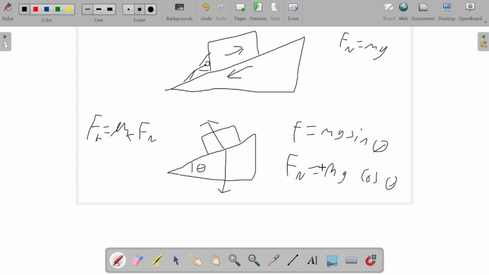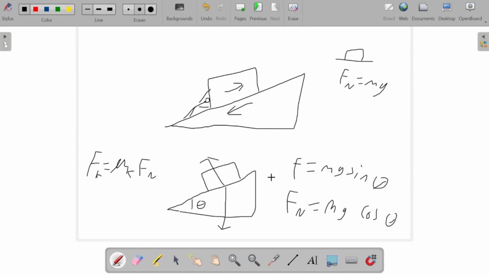And I could explain deeper about how to get this. I'm probably going to do an inclined plane video anyway, so I'll just explain it then. Either way though, this is an important thing. Remember, the Fn isn't always equal to mg. In this case, it's equal to mg cosine theta.